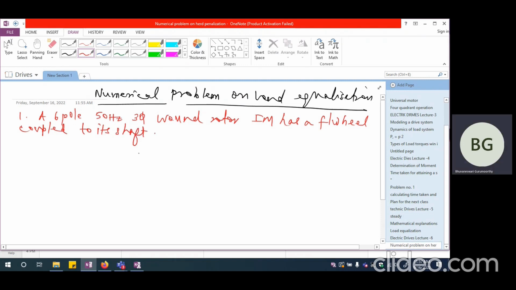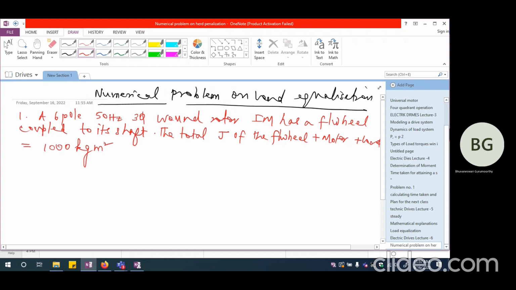The total moment of inertia of the flywheel plus motor plus load. So the total moment of inertia J of the flywheel plus motor plus load is equal to 1000 kg meter square. Okay.